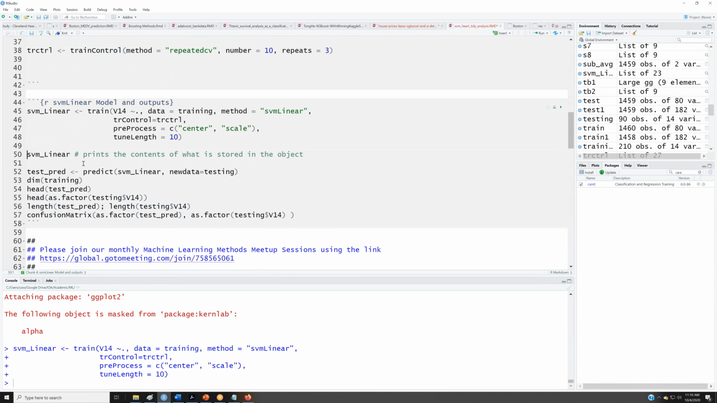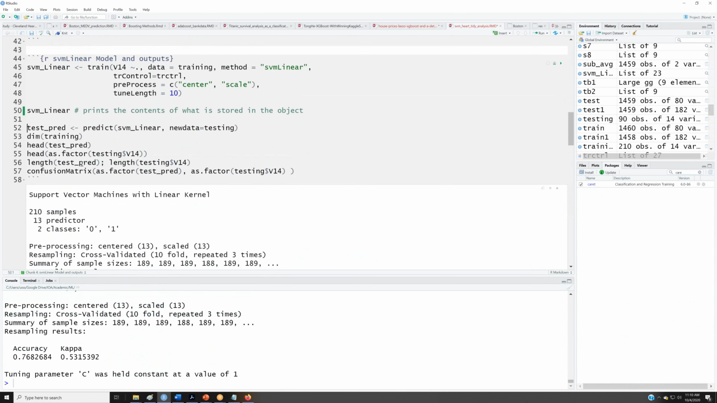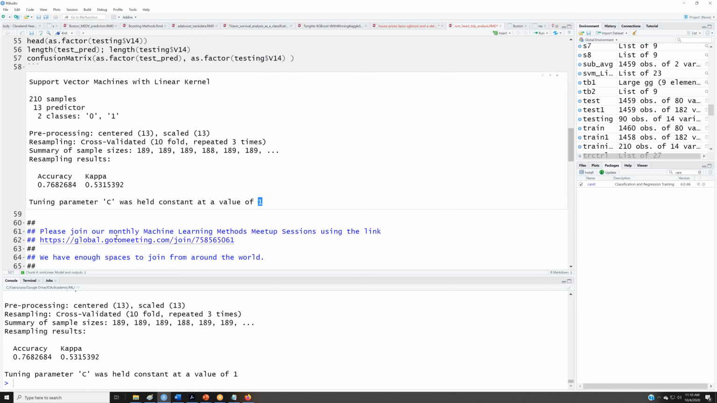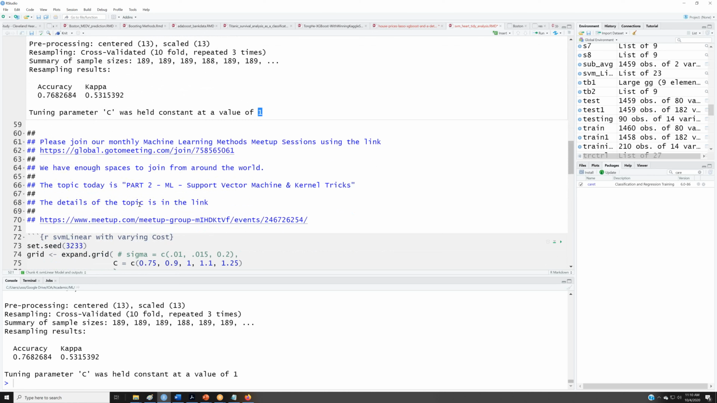Okay, then I want to print that. So here is the printed output. Accuracy is 76%, kappa is 53%. It's a 10-fold cross-validation repeated 3 times. The tuning parameter C was held constant at a value of 1. So it optimized itself. So tuning parameter is that.